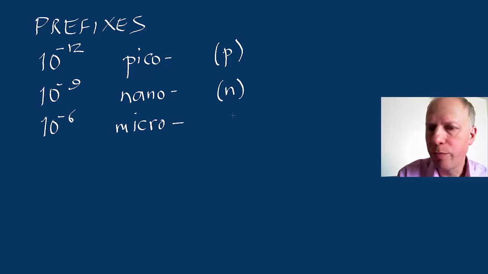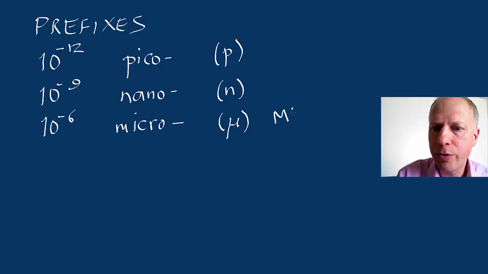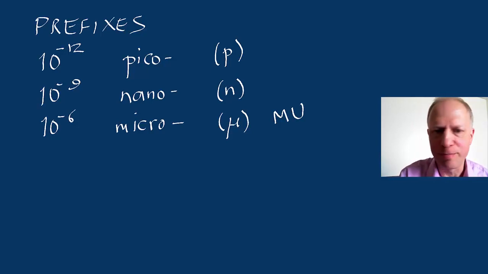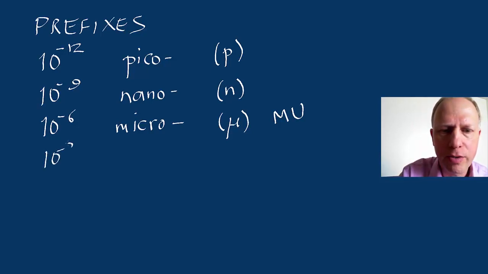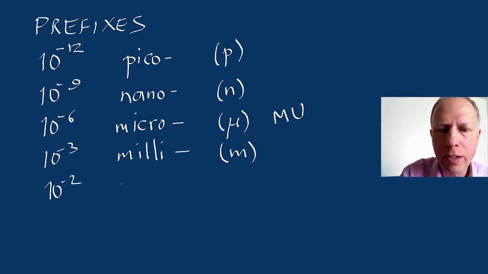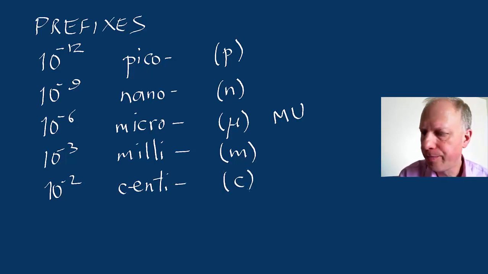Micro, which is abbreviated with a Greek letter, lowercase Greek letter mu. If you want to amaze your friends, as long as they're not Greek, go to Appendix C and study the Greek alphabet. Physicists use lots of Greek letters. 10 to the minus 3 is milli, which is abbreviated with a little m. 10 to the minus 2 is centi, little c.